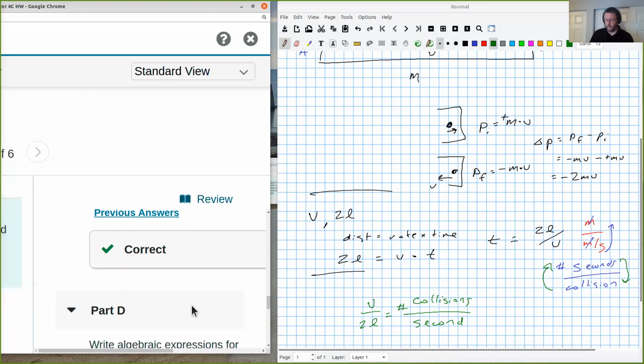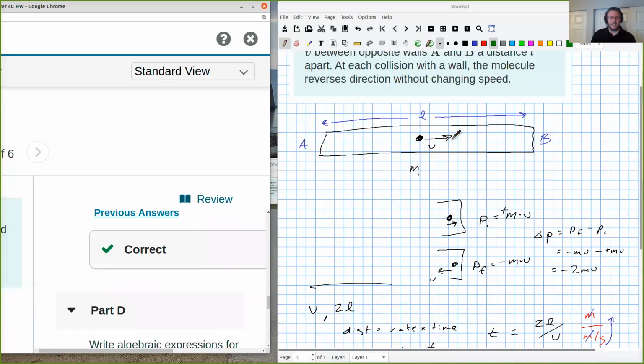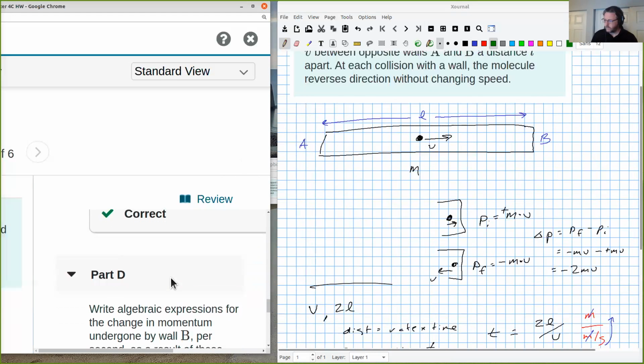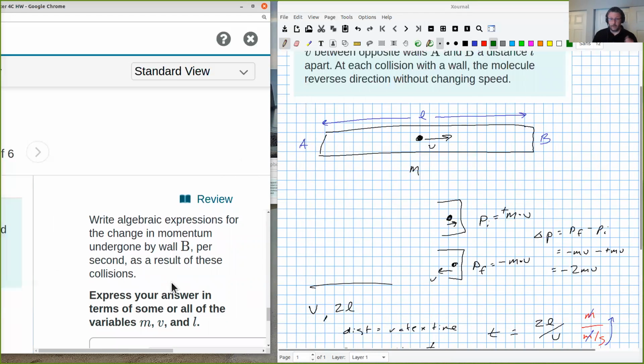Perfect. Okay, so isn't this wild? I've just got some information about the speed and the size of the box, and I already know how many collisions per second there's going to be. All right, here we get to it. What's the change in momentum undergone by wall B per second?